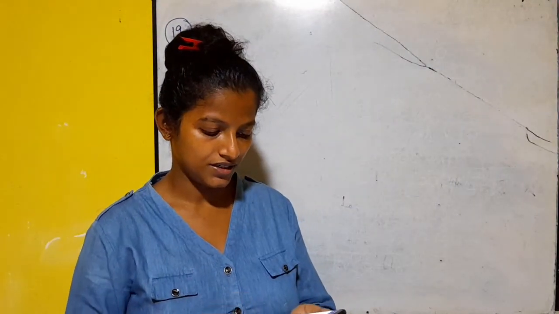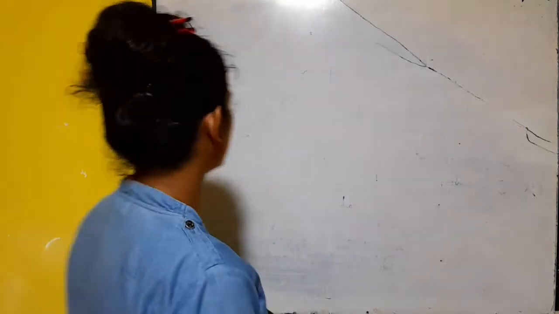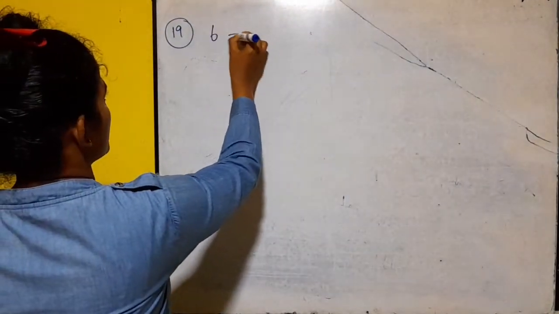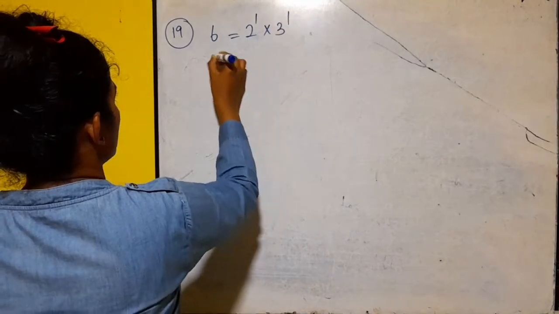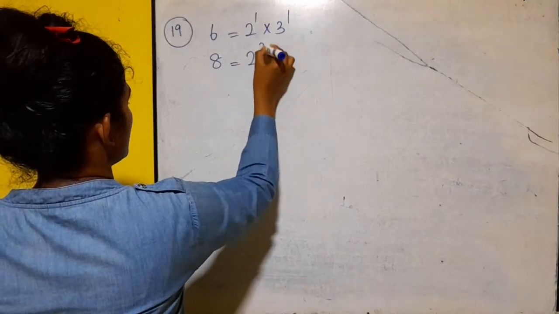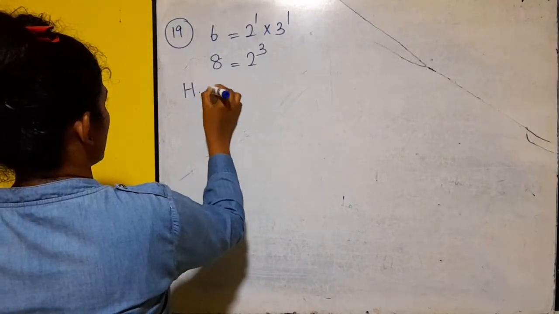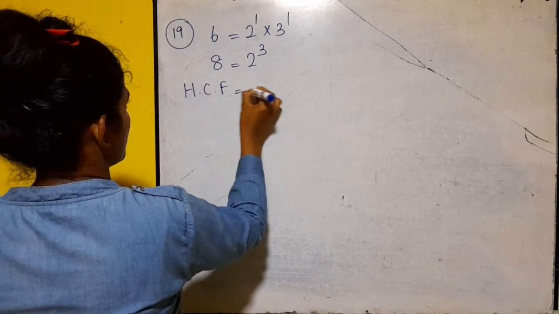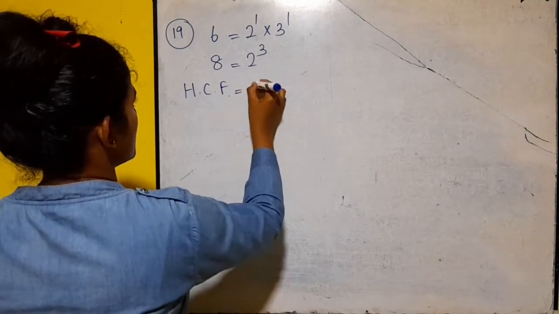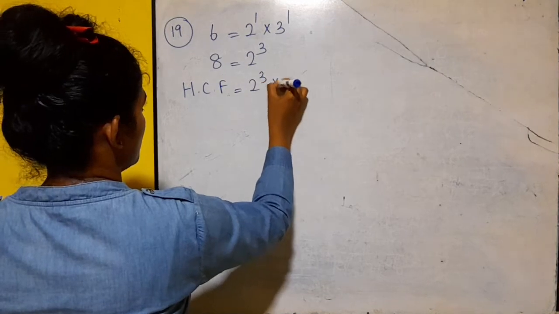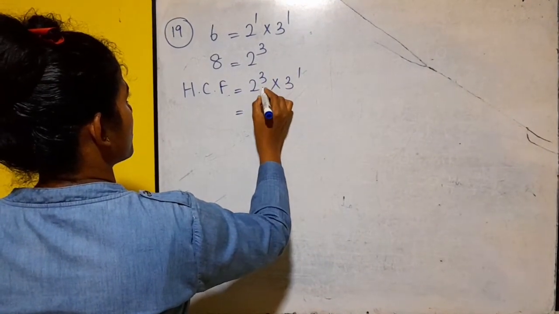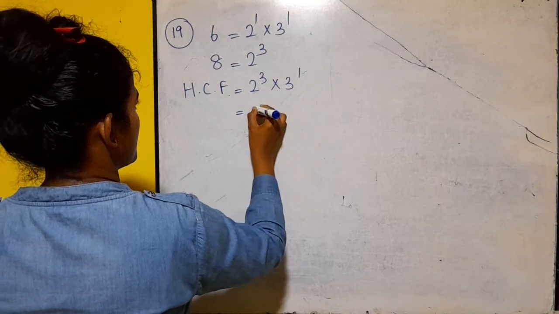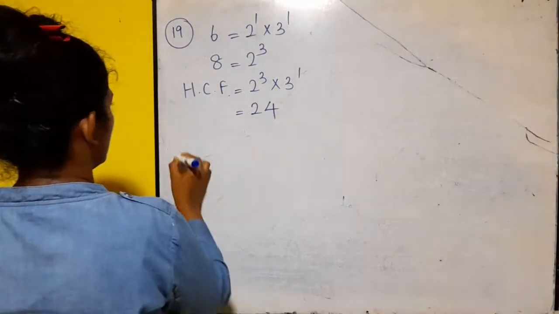Question number 19. Find the highest common factor of 6 and 8. You can write 6 as 2 to the power 1 into 3 to the power 1. Then 8 as 2 to the power 3. Now to take the HCF, we have to take the highest powers. 2 to the power 3 into 3 to the power 1. Here 2 to the power 3 is 8. So 8 times 3 is 24 is the HCF here.